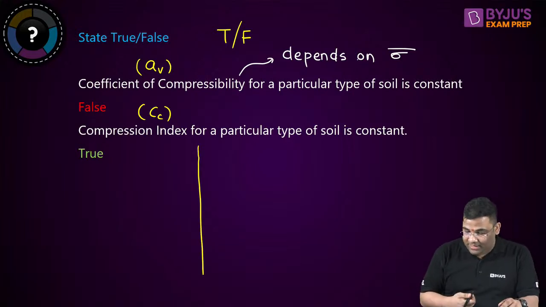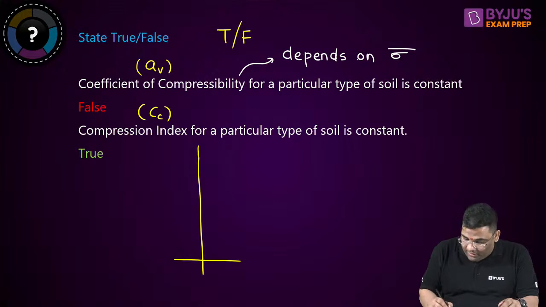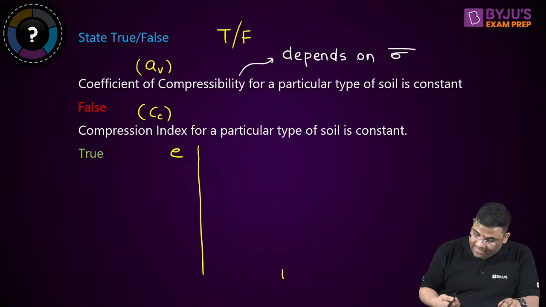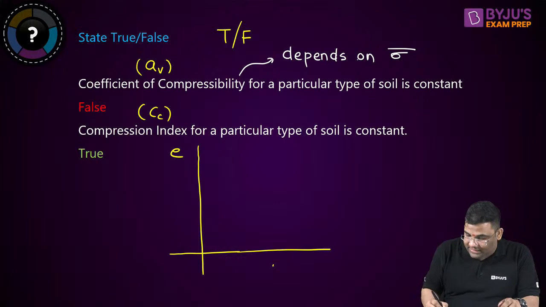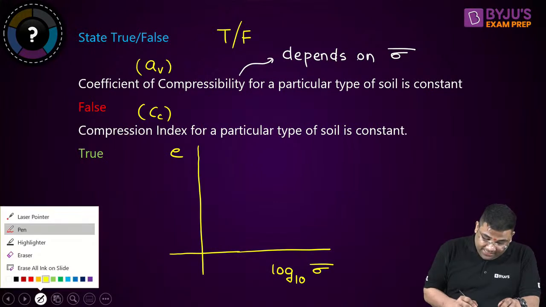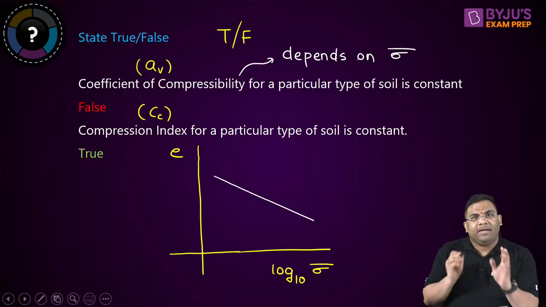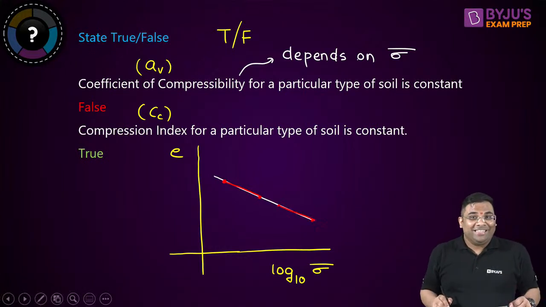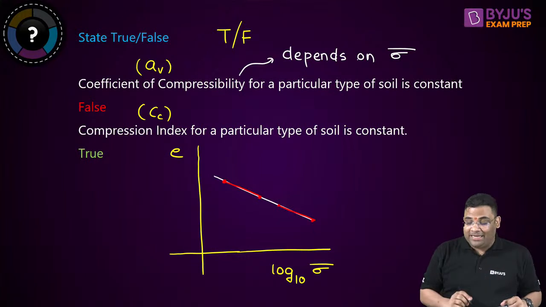You see, when I'm plotting e versus log 10 sigma dash for finding the compression index, what is happening? I am getting a straight line, right? So whichever 2 points you consider, or you consider these 2 points, the slope is the same. The slope is the same.